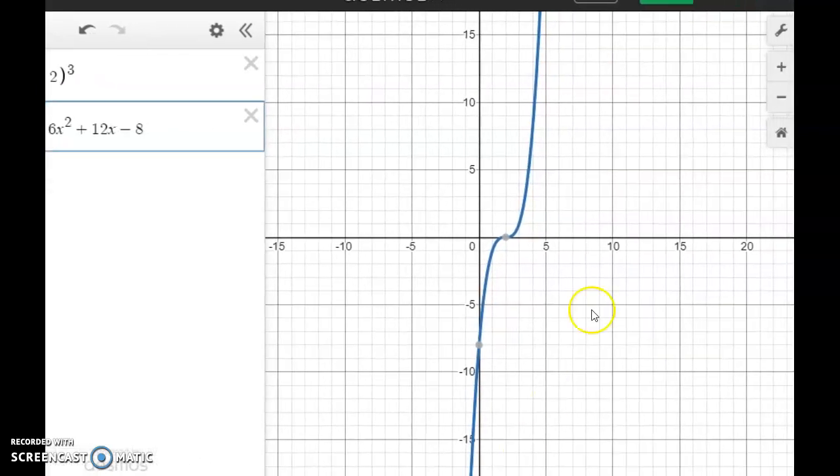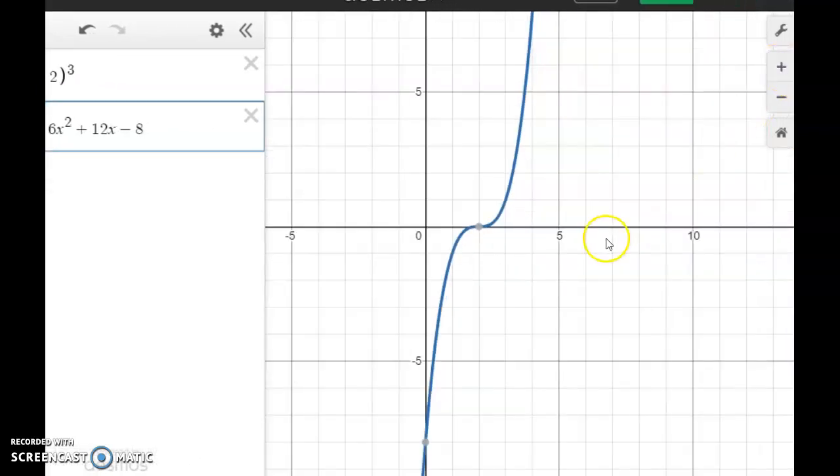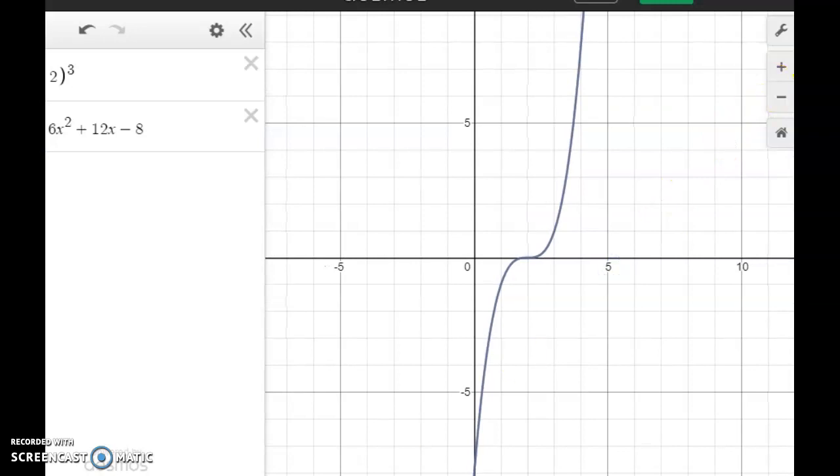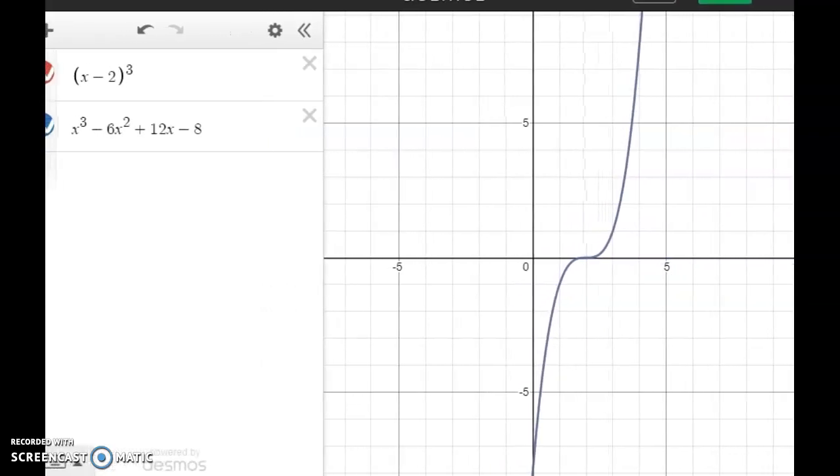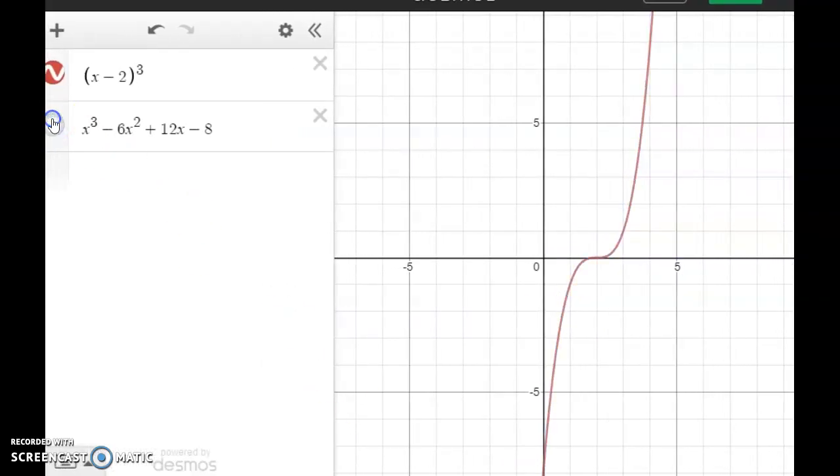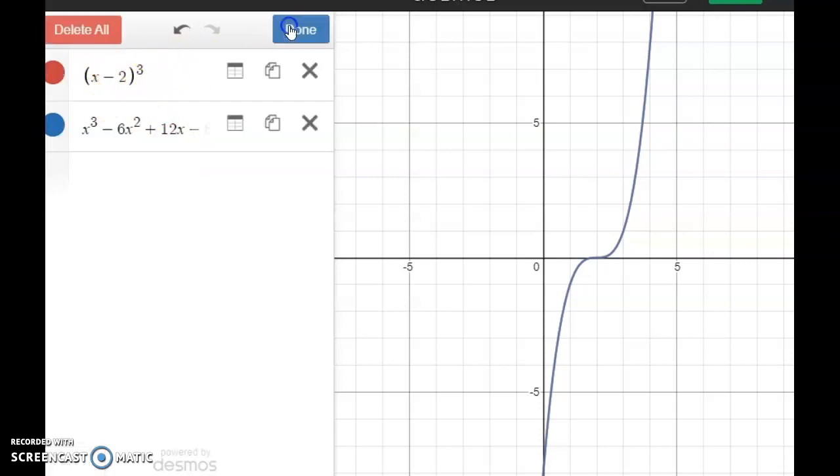Let me hide my keypad so you can see it, and I can even zoom in. Let me show you how you can zoom in or zoom out. You can just grab and move the screen around. And now what I can do is I can hide one of the equations. So my blue one lands perfectly everywhere on there. So did I do this correctly? Did I multiply this out correctly? Yes.